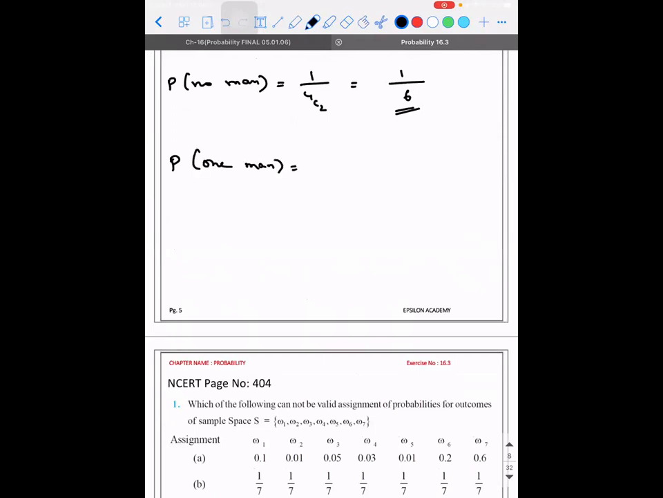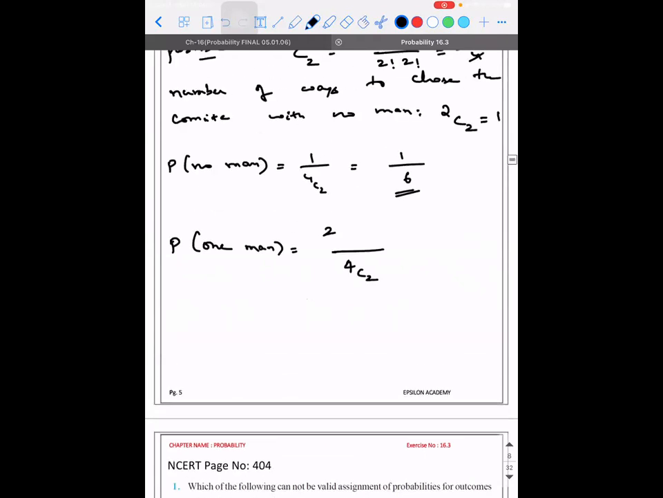So the probability with one man is, out of the total 4C2 ways available, from the 2 men available, look at the way I'm framing the equation. From the 2 men available, you need to choose one, and means into, our addition.